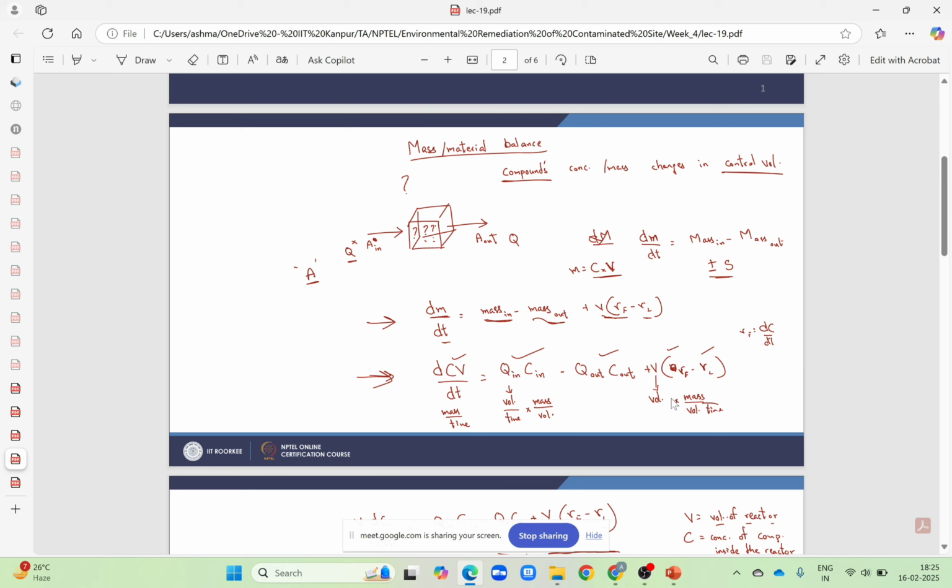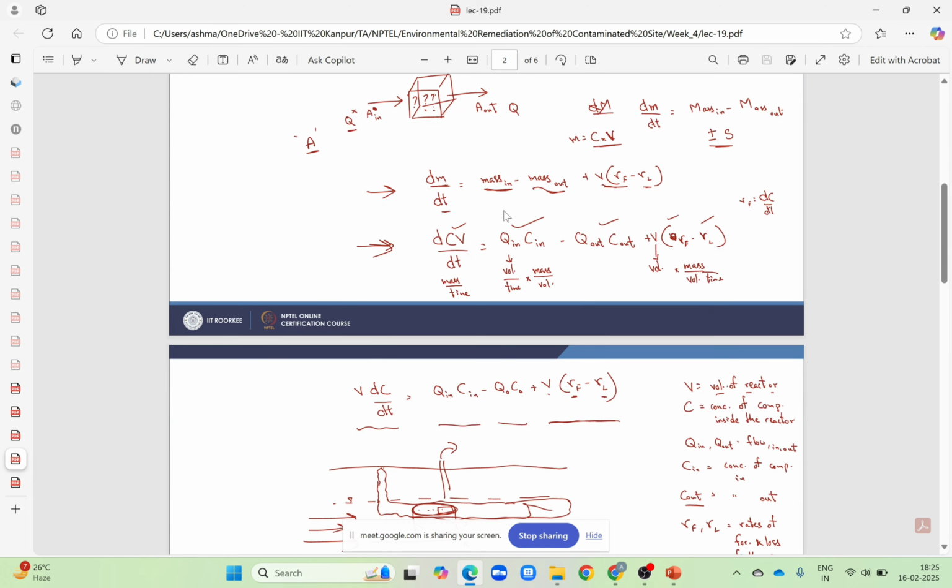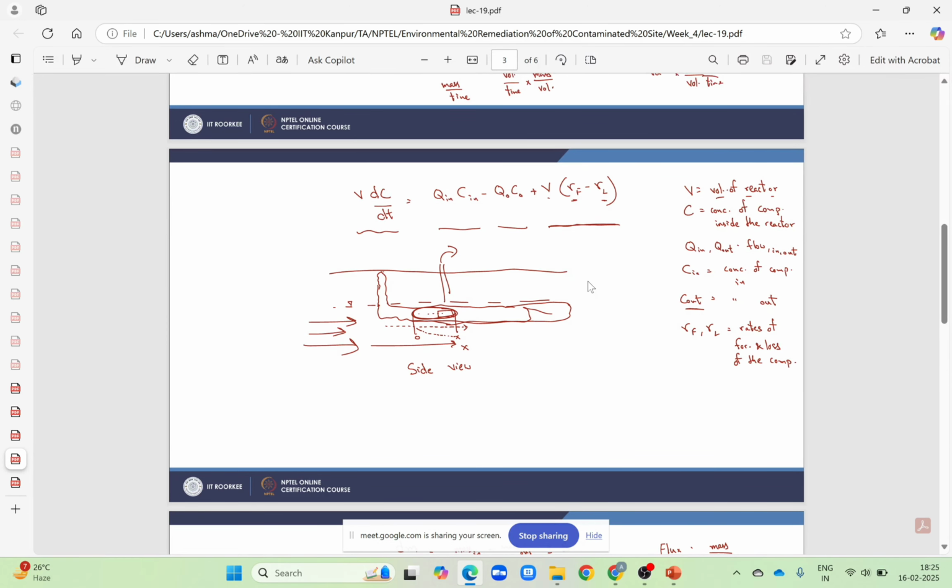Mass balance is for sure. So the overall change in mass per kinetic can be written as mass in minus mass out plus or minus S. There can be some generation of the contaminants or there can be some removal of the contaminants. So plus for formation and minus for loss of the contaminants.